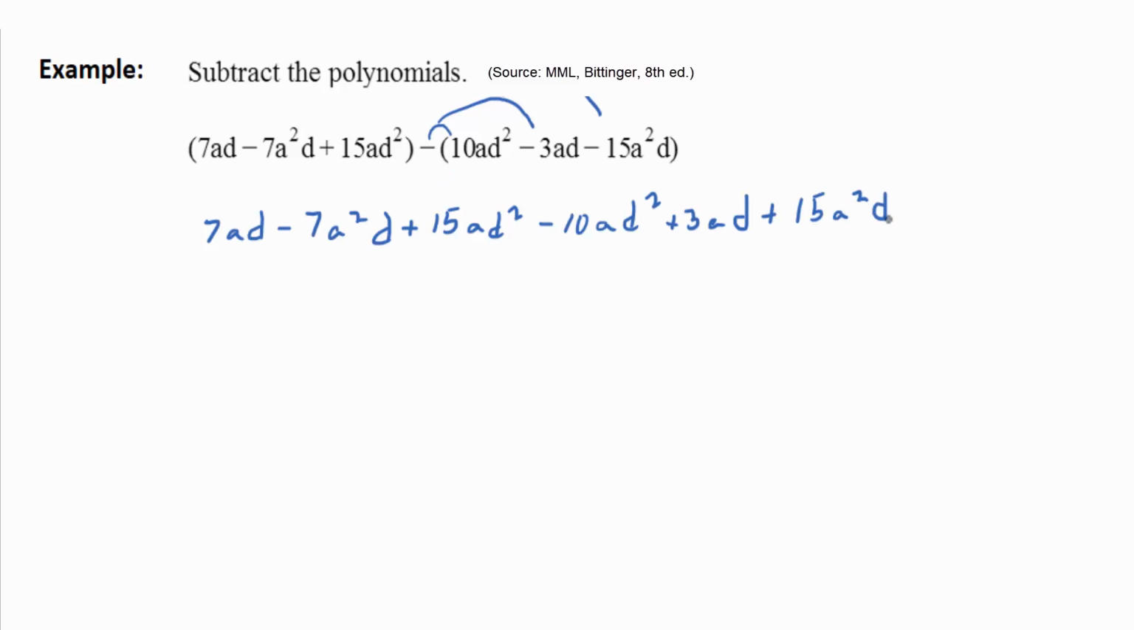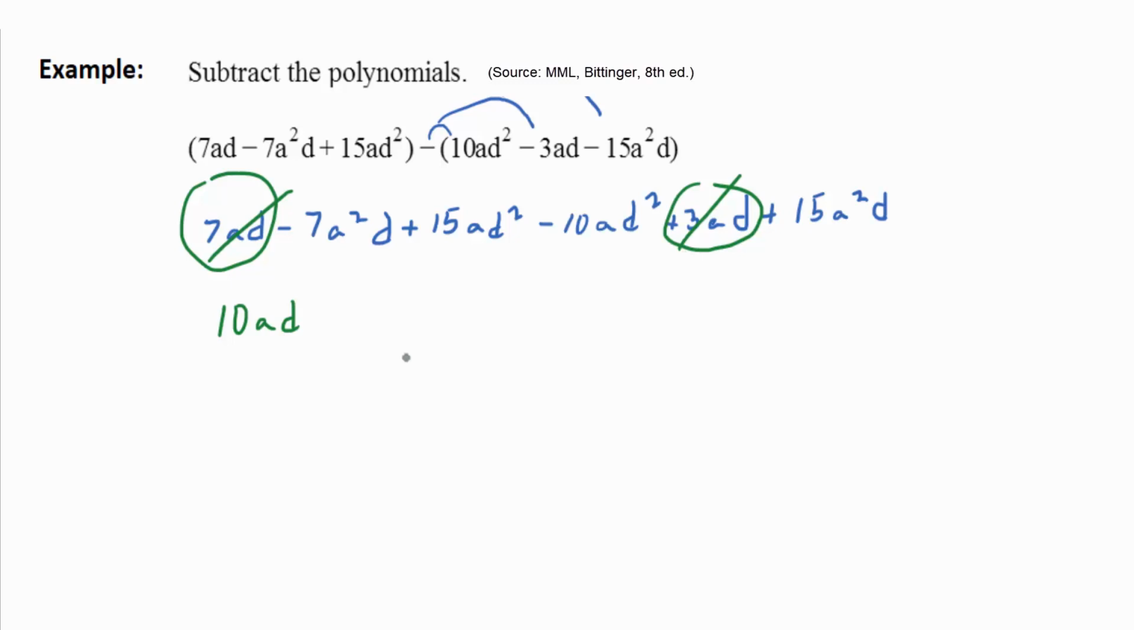And then it's just like the last problem, isn't it? Once you do that. So let's see if we can identify like terms. 7AD, and then we have a plus 3AD. So how many ADs do I have? I have 10 ADs. Okay, cross it out. You're done. Don't confuse that with cancellation, right? I'm just crossing it out so that I don't look at it anymore because I've taken care of it.